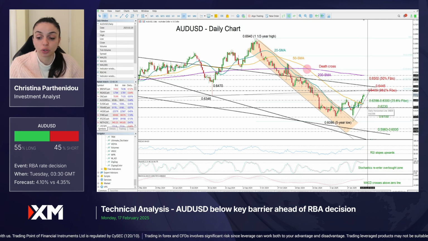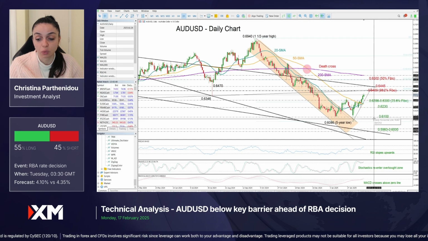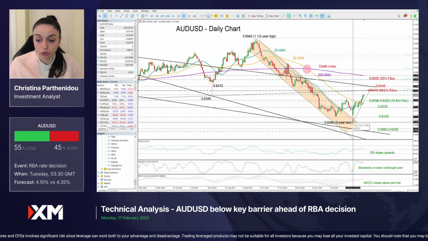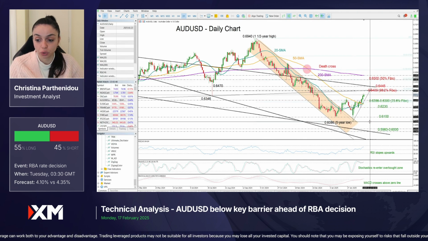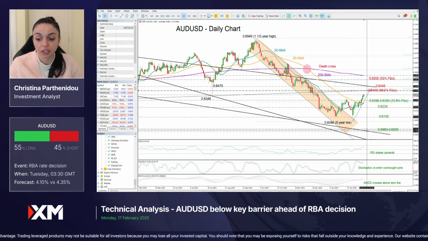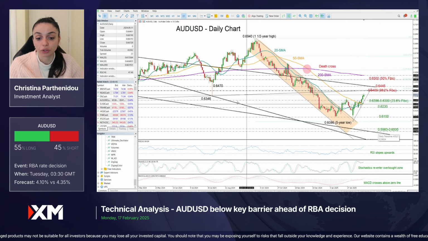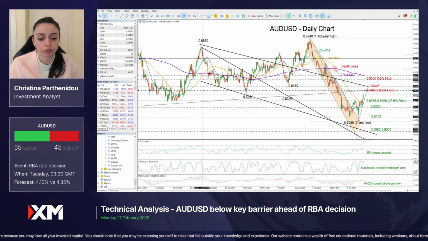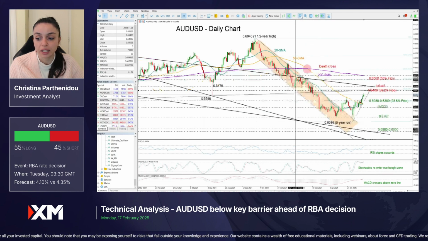hold here could cause a more aggressive decline, probably towards the 0.61 and 0.6086 territory, where this downtrend bottoms out near a 5-year low. Then further losses from here could target the 0.60 and 0.5983 region, where this longer-term trend line coming from 2023 is placed.